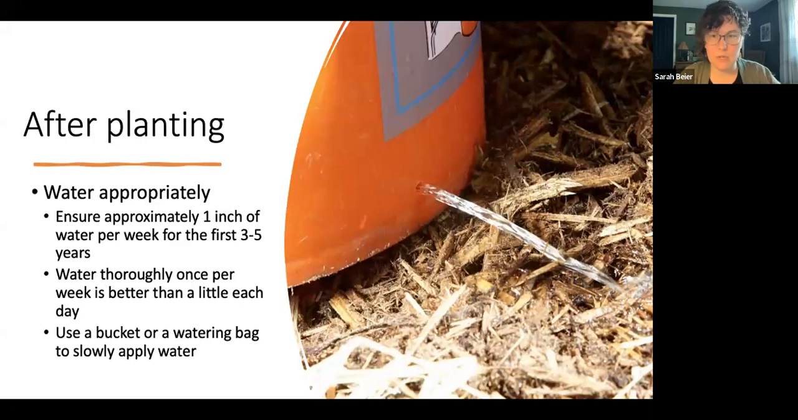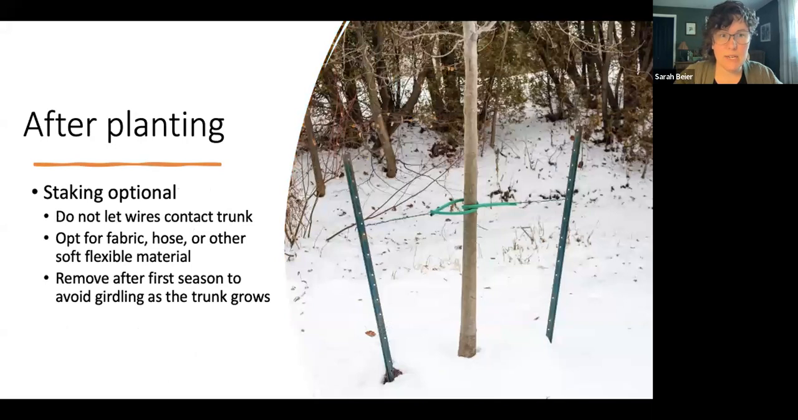Watering thoroughly, less frequently, is much better than a little each day. Our automatic sprinkler systems and lawns and stuff are great for your grass carpet, but not good for trees particularly. So slowly apply that water periodically.